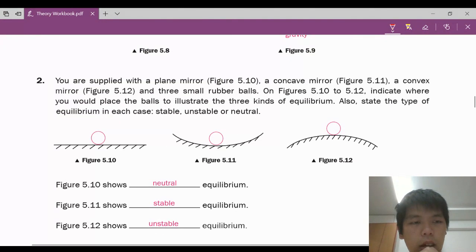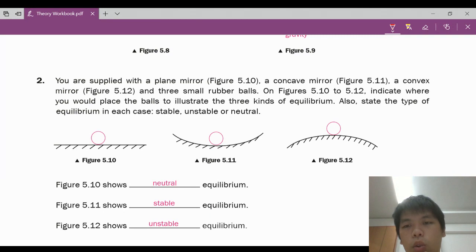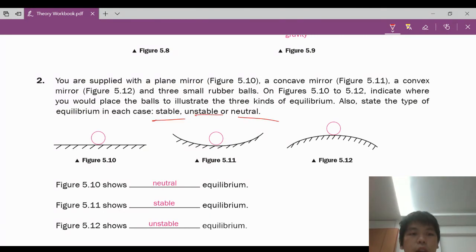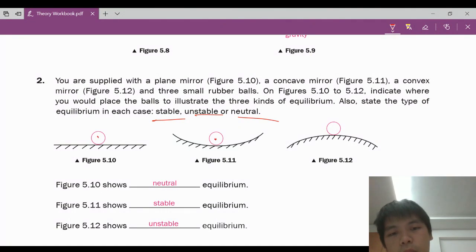All right, question 2. You're supplied with a plane mirror, a concave mirror, and a convex mirror, and 3 small rubber balls. Indicate where you will place them and illustrate the equilibrium. Okay, they already give you the clue: stable, unstable, neutral. So figure 5.10, the center of gravity is in the middle here. Let me draw for all of them. The test here is to give it a push. If we give this a push, what will happen? Center of gravity will remain at the same height, which means that 5.10 is neutral.